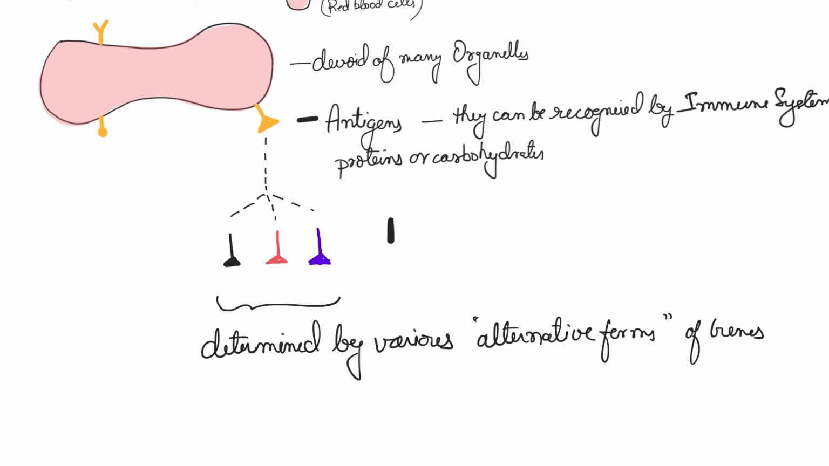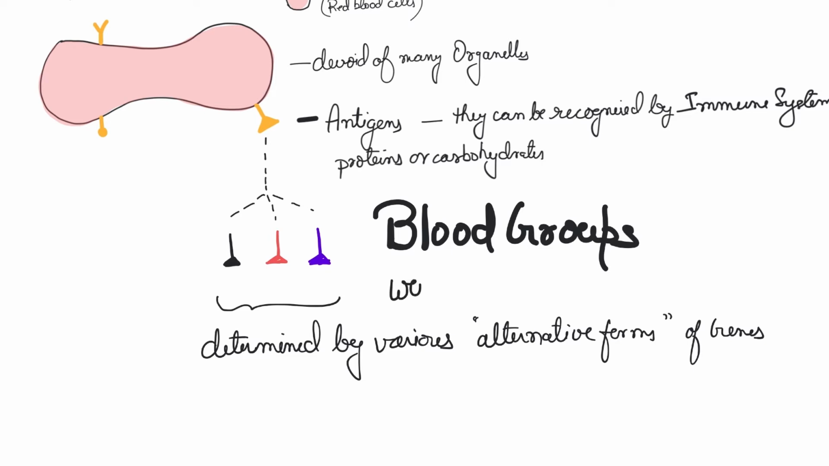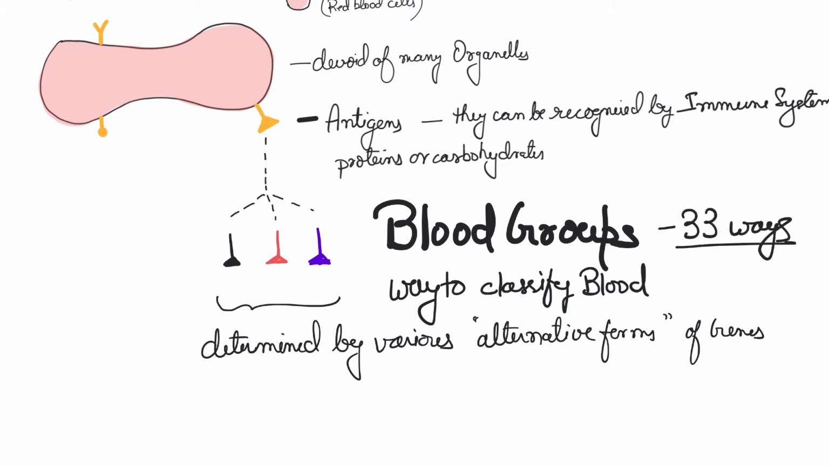Because they would be a carbohydrate or a protein, if it's a carbohydrate, that would be synthesized by different proteins made by different forms. So what are blood groups? It's a way to classify blood based on what sort of these antigens you have. And there are 33 blood classification systems, and we will study one of them, which is chief for transfusion, that's the ABO system.